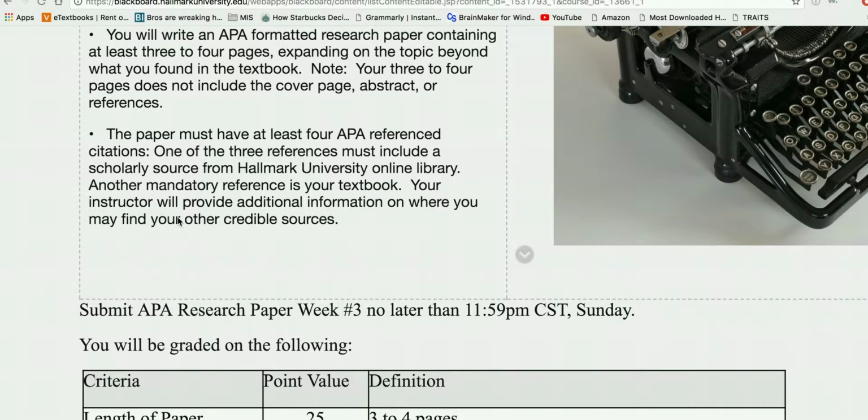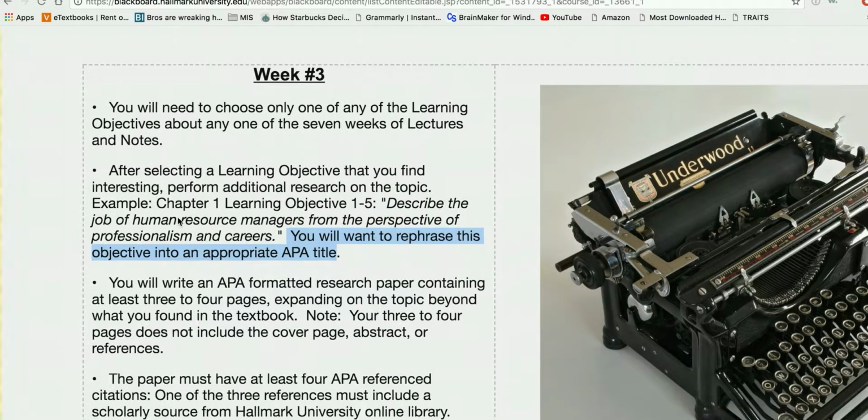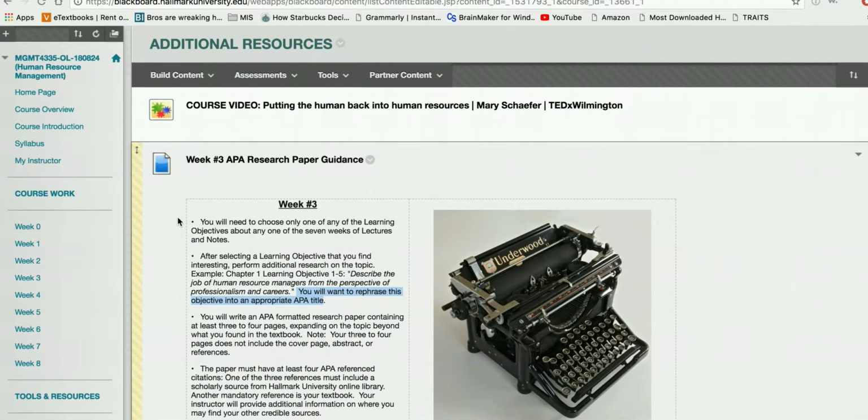And then, of course, since you're doing an objective from the textbook, another mandatory reference is your textbook and where about that objective. You can start out writing maybe about what the textbook talks about and then expand from there. But basically what we want to do is learn beyond that objective. So I hope that clarifies that.